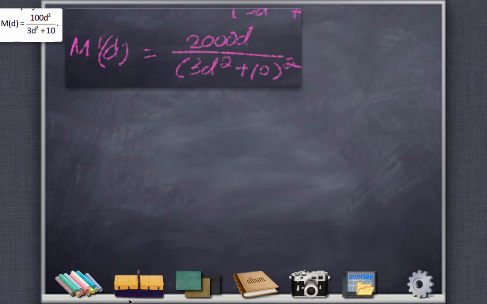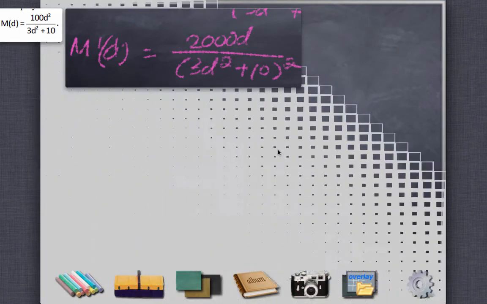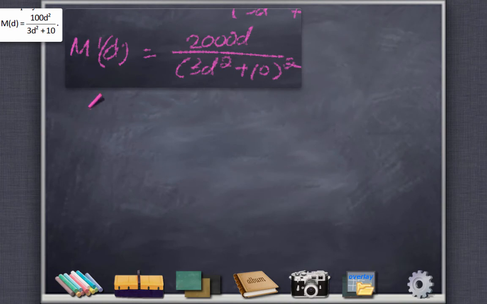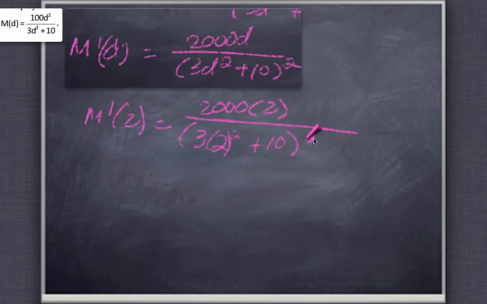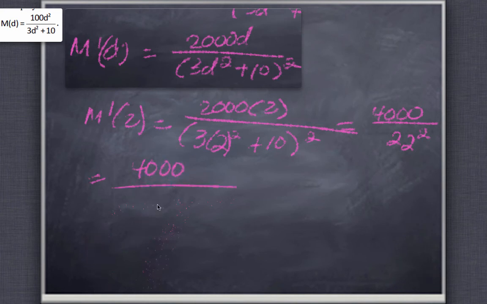Okay? So again, we're going to plug in 2 and 5. Okay, so m prime of 2 is 2000 times 2 over 3 times 2 squared plus 10 all squared. So 4,000 over 3 times 4 is 12 plus 10, 22 squared. 4,000 over 484.